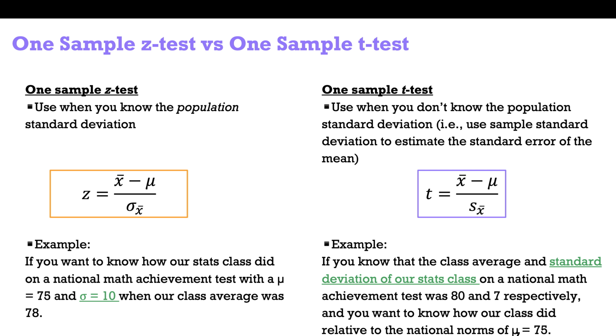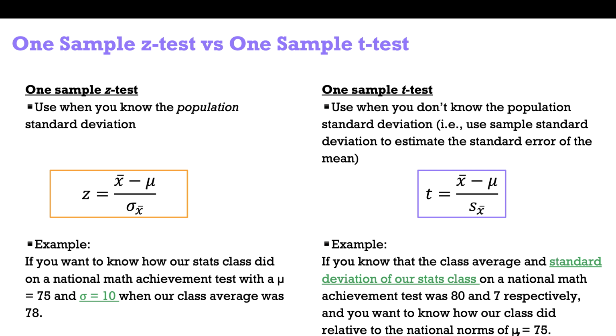All right, so a one sample z-test, that's what we've been doing for the last 2 weeks, and a one sample t-test. A one sample z-test is when you know the population standard deviation, okay? An example might be, if you want to know how our stats class did on a national math achievement test with a mean of 75 and a standard deviation of 10 when our class average was 78. So we can see from this example that we do have our population mean, which is 75, and we also have our population standard deviation, which is 10.